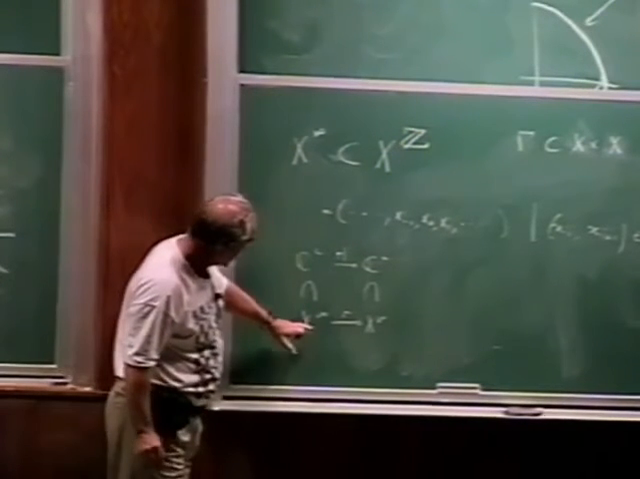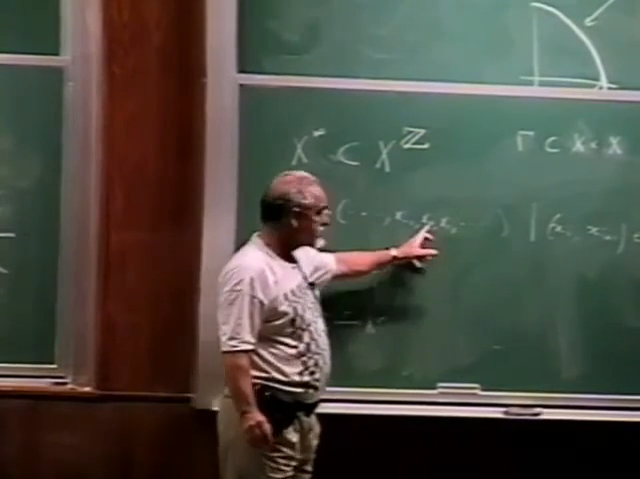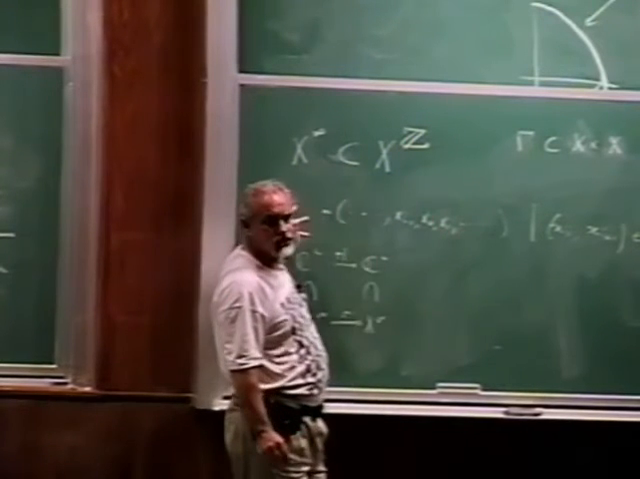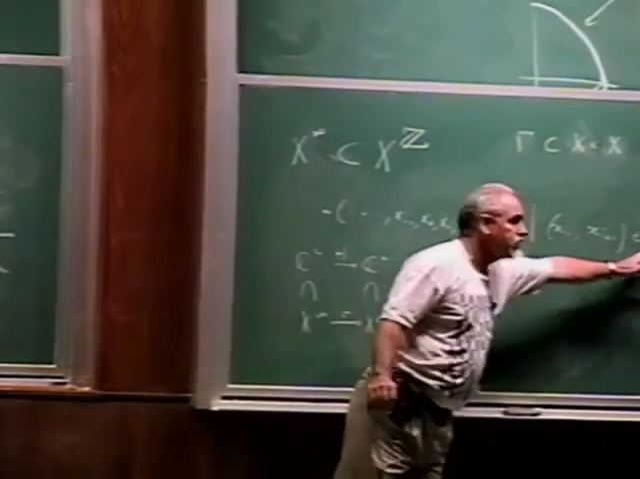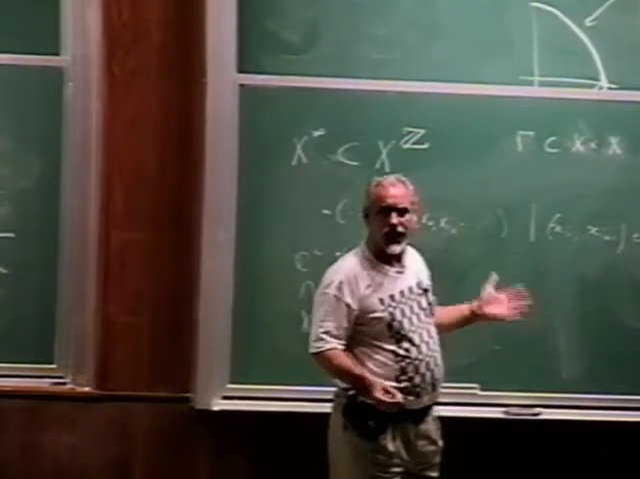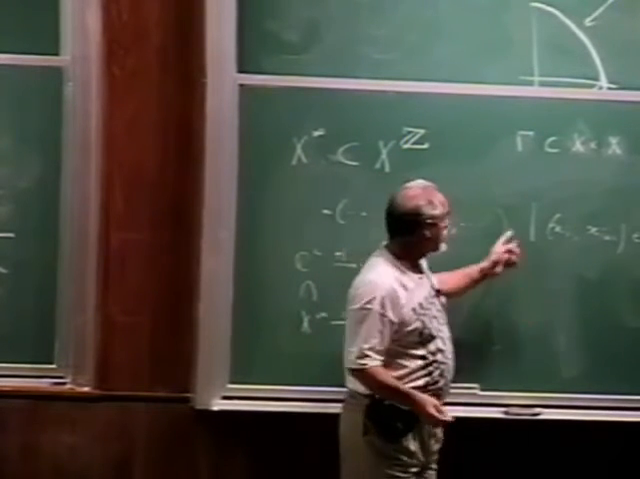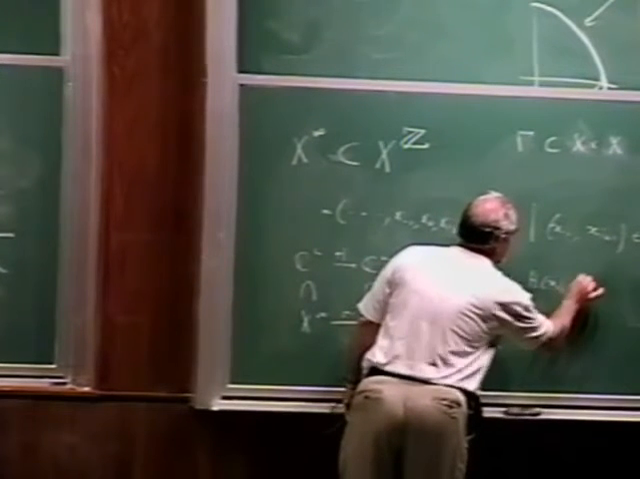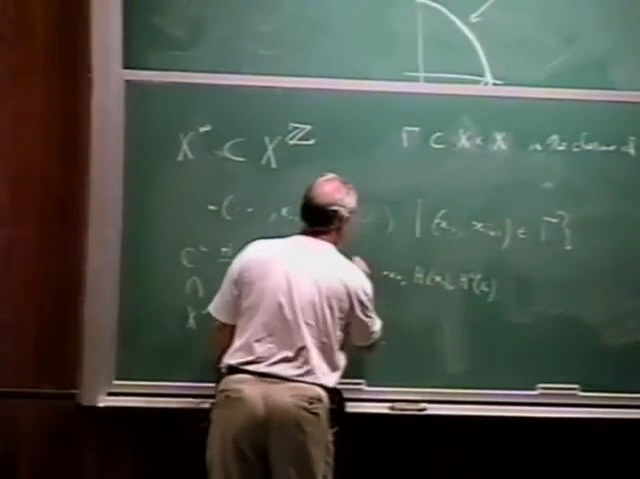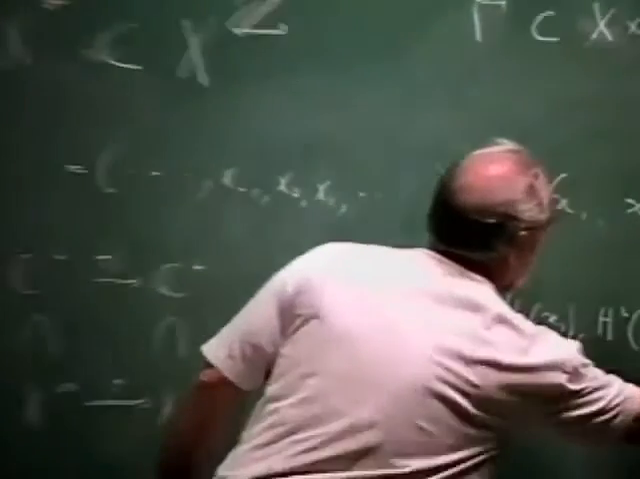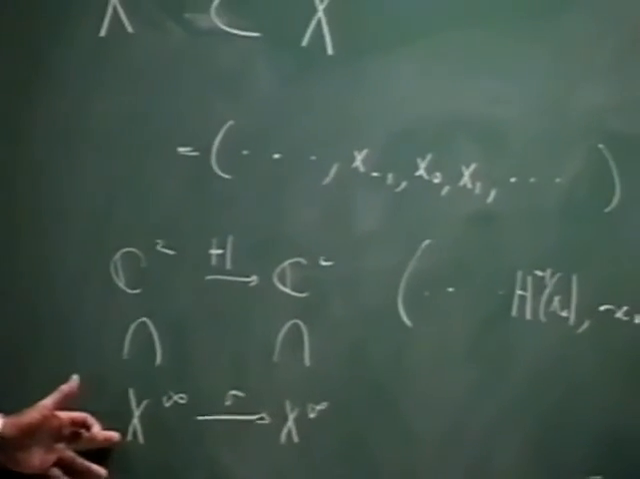Now, why is C2 sitting inside X infinity? Well, if x naught is actually in C2, then its entire forward image and its entire backwards image are entirely determined by this condition, since within C2, H and H inverse are actual maps. So you just take x naught, H of x naught, H2 of x naught, and H inverse of x naught, and so forth. That is how C2 is embedded in X infinity.